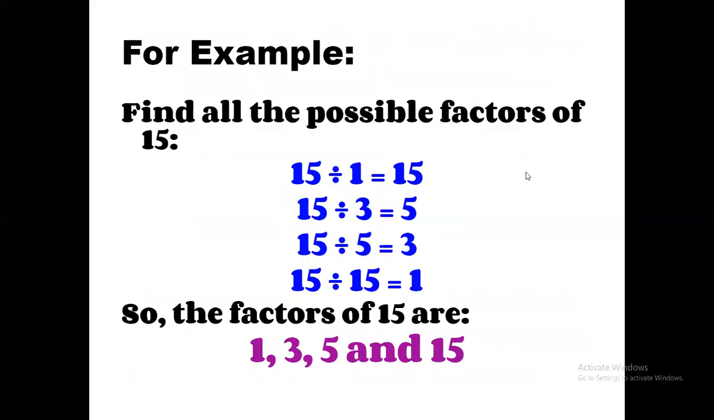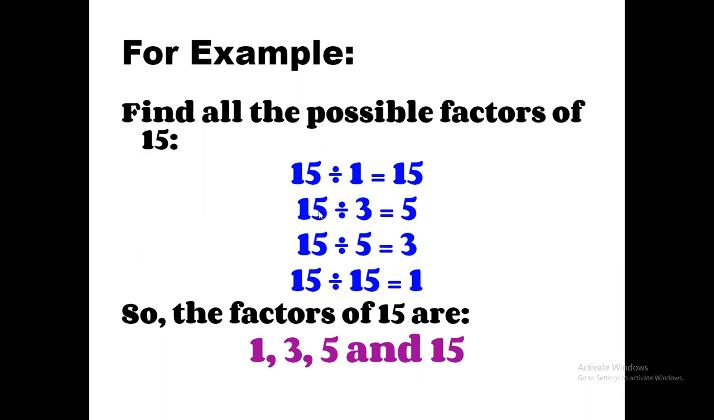Now one more example is present on your screen. The question is, find all the possible factors of 15. That means you have to tell me those tables in which 15 comes. I have started division with the table of 1. I know in the table of 1, 15 comes with 15. That means 1 times 15 is 15. So the first factor I got over here.